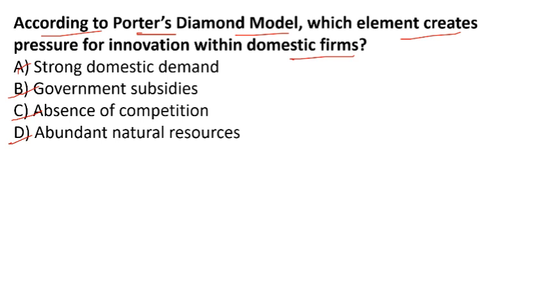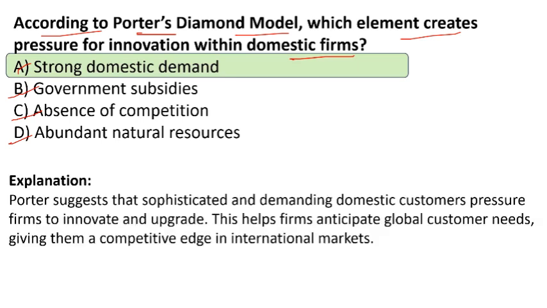All right. So option A, strong domestic demand, right? See, Porter suggests that sophisticated and demanding domestic customers pressure firms to innovate and upgrade, right? So that is the major reason why the firms are innovating and upgrading their products. Even in the product life cycle, we have seen that. Once your product demand increases, day by day, after some time it will decrease.